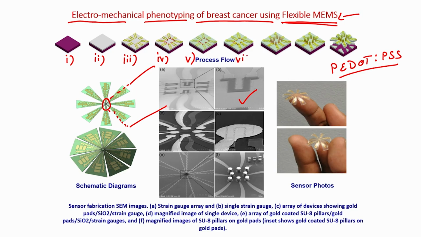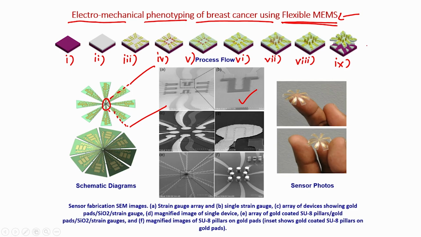Sixth, we have now deposited patterned gold electrodes. Seven, we have SU8 pillars on the gold electrodes. Eight, we have made the SU8 pillars conducting, and ninth, we have released the sensor.